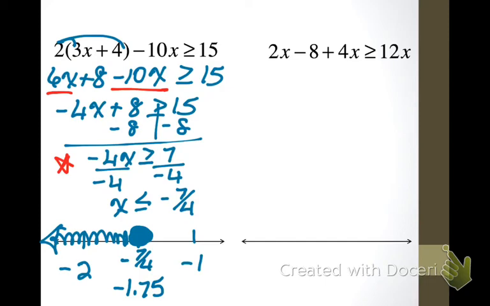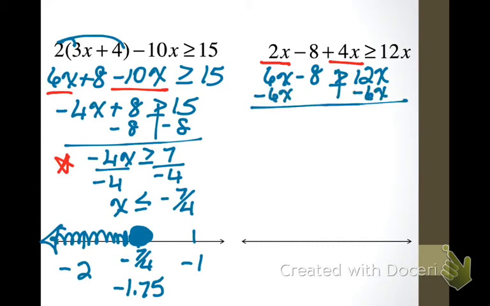All right, let's take a look at this one. The first thing we're going to look at is there's no distribution, but I do have some like terms. 2x plus 4x gives me 6x minus 8 greater than or equal to 12x. Now I have variables on both sides. I can't have that. So I'm going to move my smaller variable if I can, and I can, so I'm going to subtract 6x from both sides, and I get negative 8 is greater than or equal to 6x.